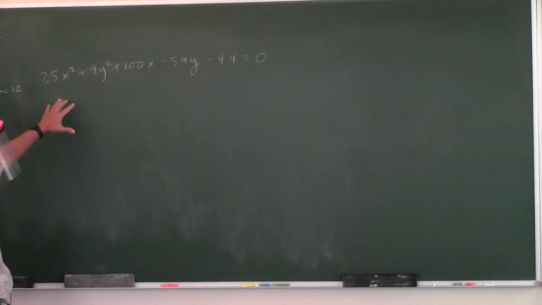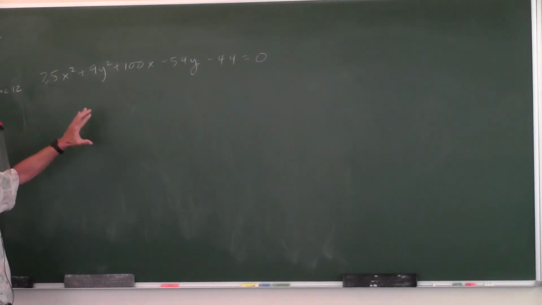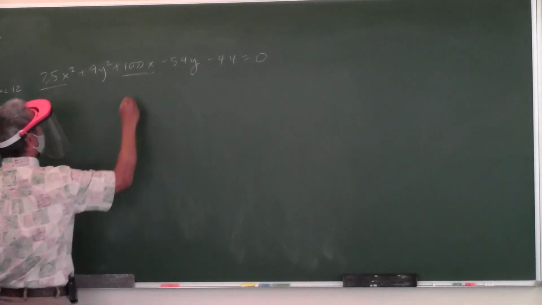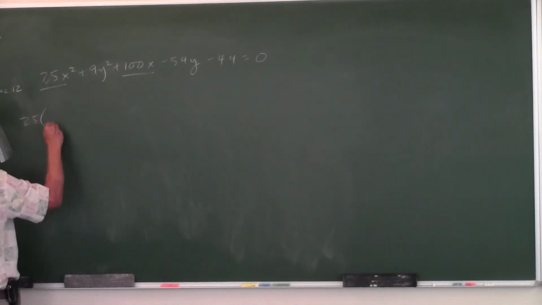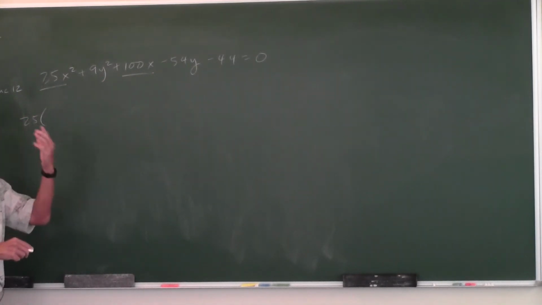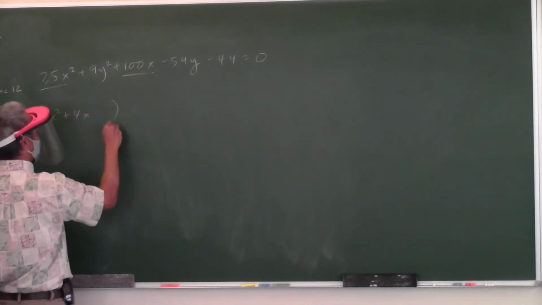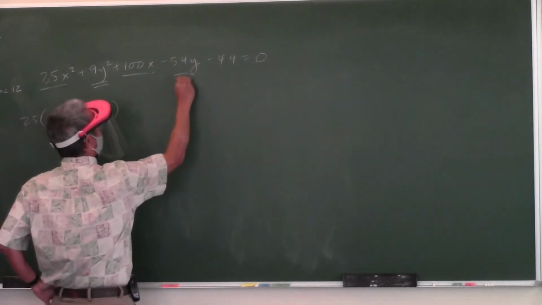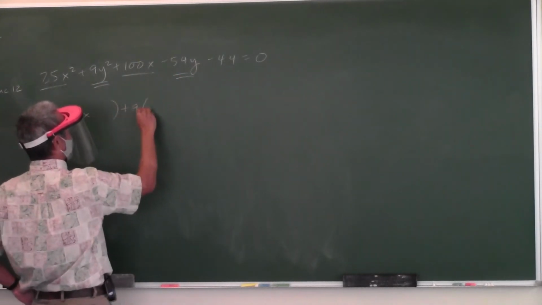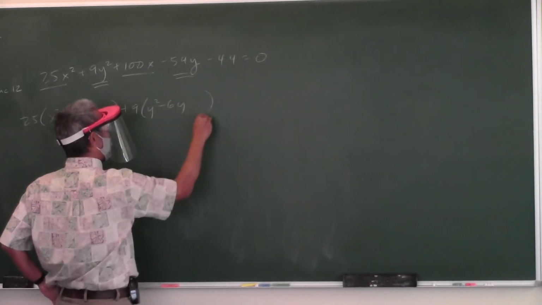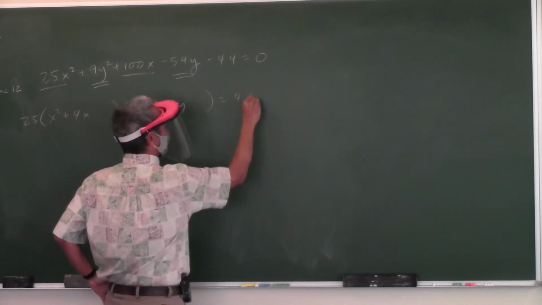Okay, so what we need to do is we need to put this into standard form. So we need to complete the square. So look at the x terms. Factor out the 25. Whatever the coefficient of x squared is, that's what you factor out. X squared plus 4x, leave a space. Now look at the two y terms. Factor out the 9, what's left? Y squared minus 6y, leave a space. Throw the number on the other side.